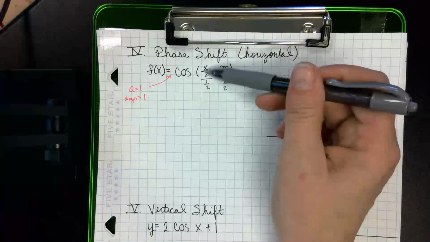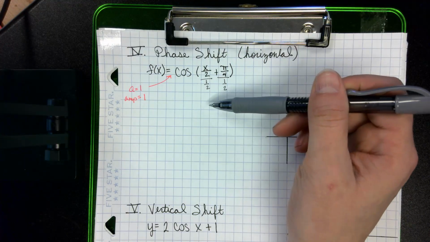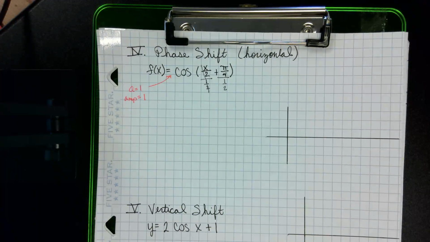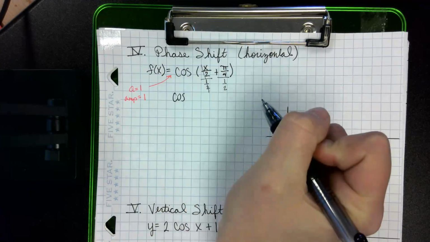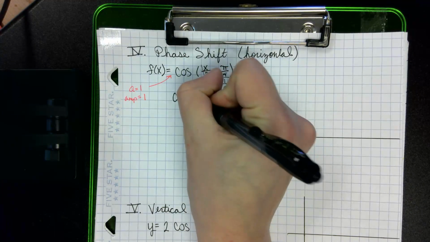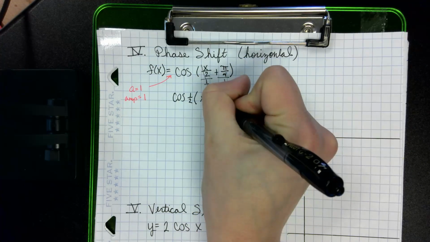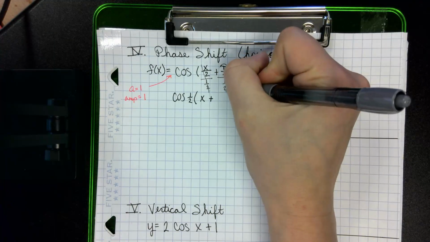So on the first term, we have half divided by half. Anything divided by itself is just 1, so that's great. That cancels. We have now cosine of 1/2 parentheses x plus, but then we have that pi over 4 divided by half.